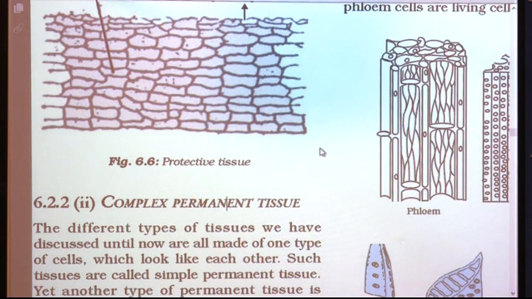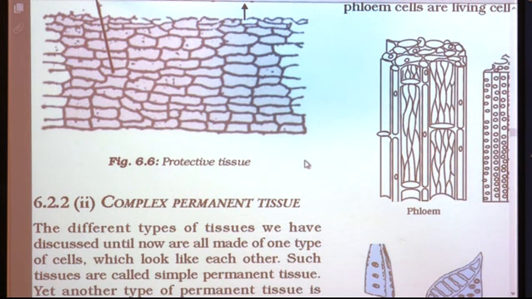As I have told that in plants, permanent tissues are of two types, simple permanent tissue and complex permanent tissue. In simple permanent tissue, we have discussed parenchyma, collenchyma and sclerenchyma. After that, we have discussed epidermis.